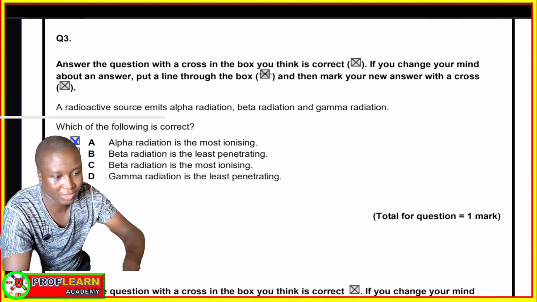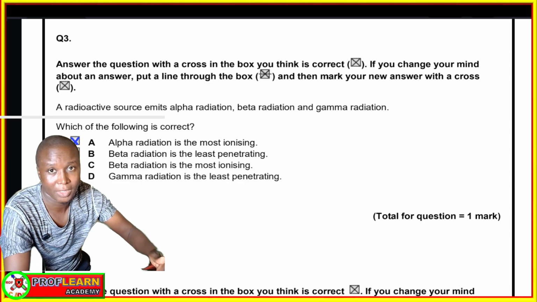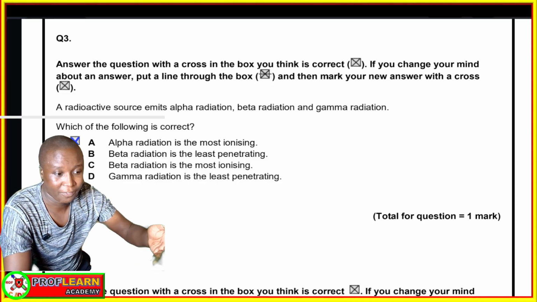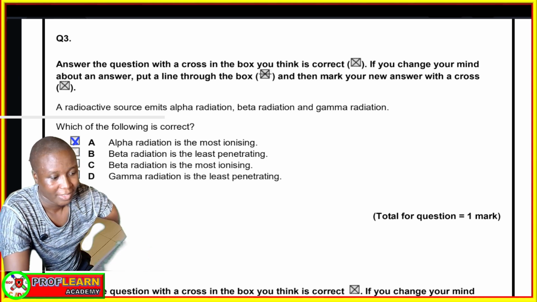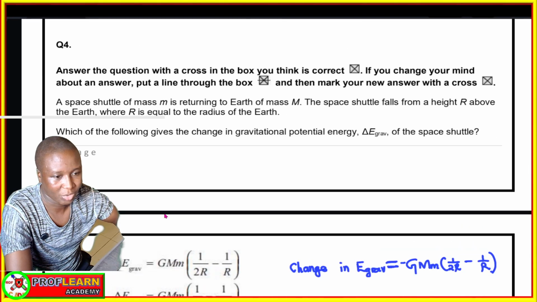Beta radiation is the least penetrating. That's false, because we know the least penetrating is alpha, followed by beta, and the most penetrating is actually gamma. Beta radiation is the most ionizing. That's false, because we know it's alpha. And gamma radiation is the least penetrating. That's false. So we were supposed to discredit that and move to the next question.